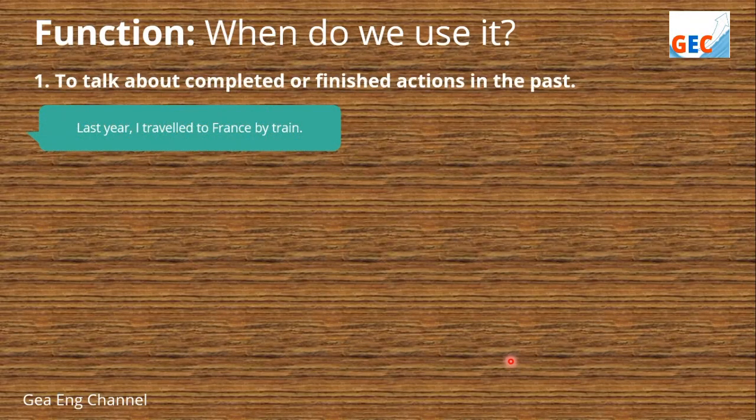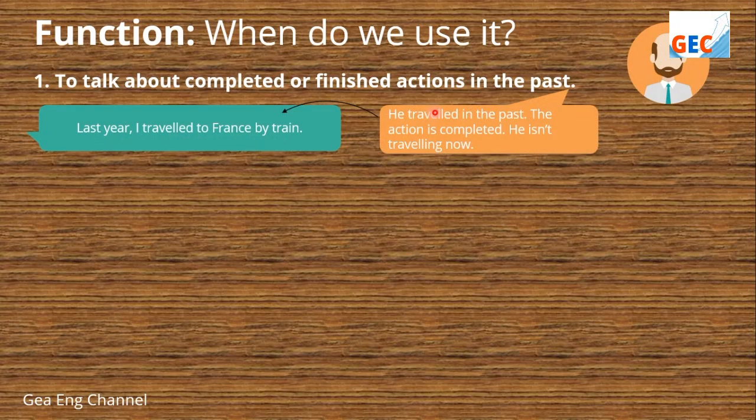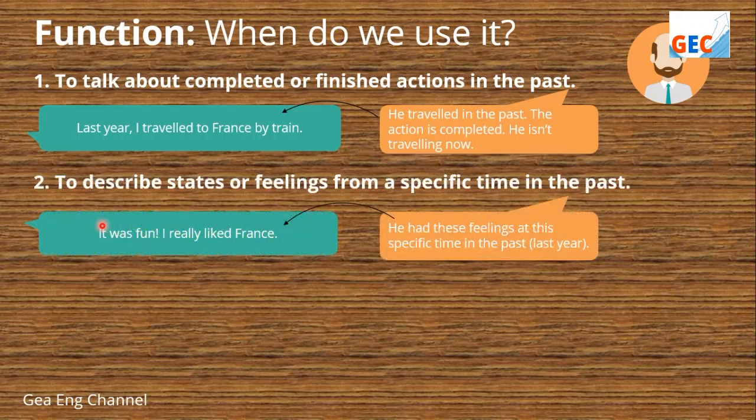So we use the past simple when we talk about completed or finished actions in the past. For example, last year I traveled to France by train. So here he traveled in the past and the action is completed. He isn't traveling now. Another function is to describe states or feelings from a specific time in the past. For example, it was fun and I really liked France. He had these feelings at this specific time in the past, last year.